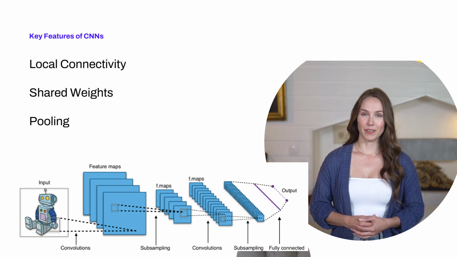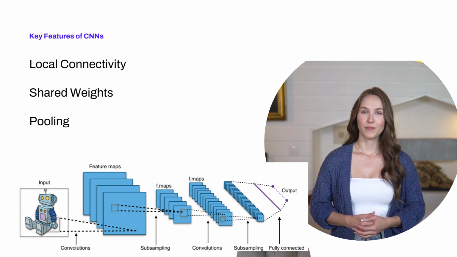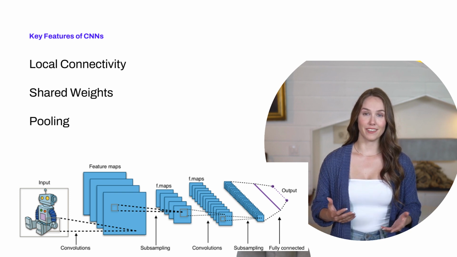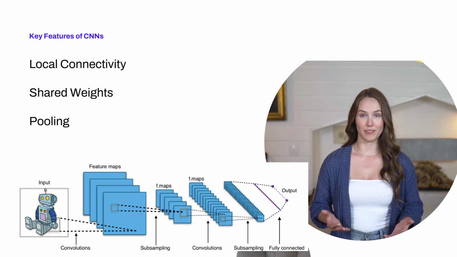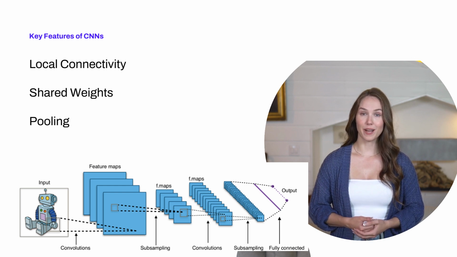Pooling. Pooling layers reduce the dimensionality of the feature maps and provide some level of invariance to small variations in the input. CNNs learn by adjusting the values of the filters and the weights in the fully connected layers. This is done through a process called backpropagation, where the network compares its predictions to the actual labels and adjusts the parameters to minimize the error.